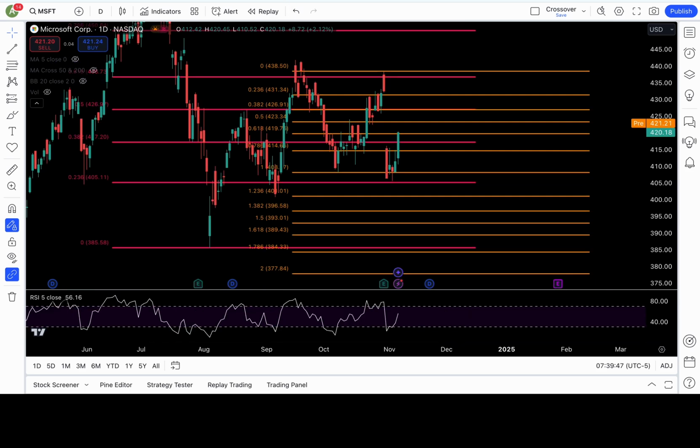Okay? Microsoft, beautiful bounce yesterday. It's continuing to bounce. As long as above 420, next resistance at 422 and 423.4. If those levels clear, the bounce continues. If we drop below 420, then 417.2, 416, and 414.6 all in play.